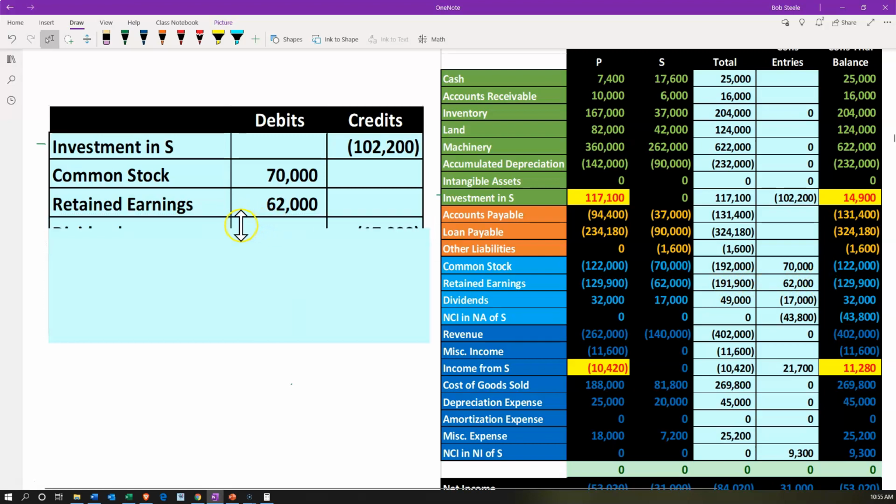Then we're going to do the dividends. Dividends, 17,000. That's a debit, so we're going to credit it to make it go down. Dividends for P, dividends for S, total. Then we removed S's, and that brings us back to P.